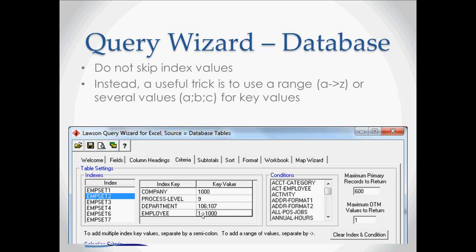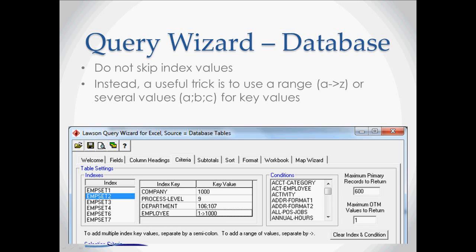So if you know the valid values in the key field, you can essentially skip that key field by putting in the field range, such as AAAA through 99999 or something like that, or all zeros through all 9s. The semicolon separates individual values, and the hyphen followed by a greater than sign will give you a range. So using these workarounds, you can essentially skip an index key.